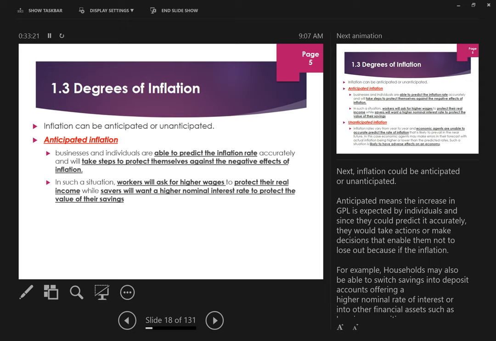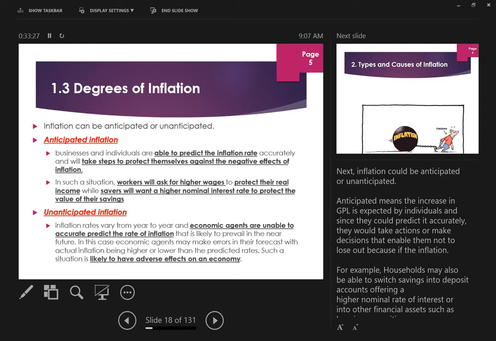But if it's unanticipated, let's say inflation rates vary from year to year, economic agents become unable to accurately predict the rate of inflation, and they may make errors in their forecasts. Such a situation might lead to an adverse effect on the economy. We'll examine these effects in a subsequent lecture, because today's lecture we are going to focus on what is inflation in general, the different degrees of inflation, and then the types and causes of inflation.